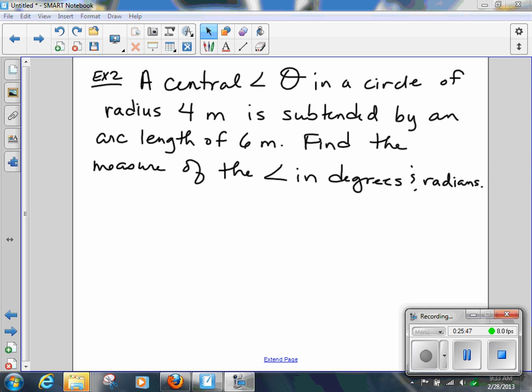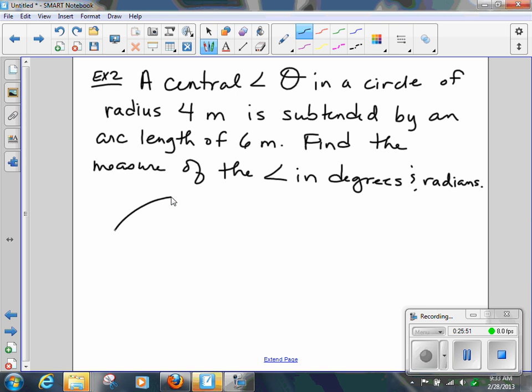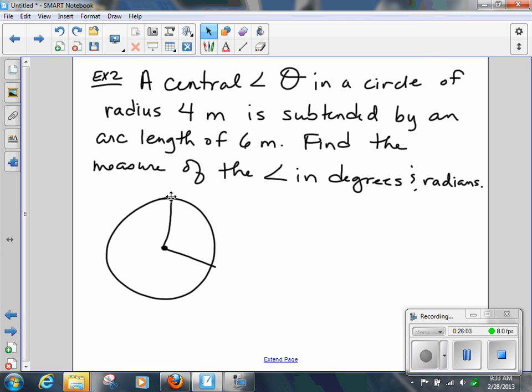You'll want to hit pause and copy this problem. Draw a picture. Draw something. Okay, there it is. My same old angle I always draw. Central angle theta. Well, I don't know what that angle measure is, but I do know that it is theta, right? I know that my radius is 4 meters. And I know that it is subtended by an arc length of 6 meters. Where is the arc length? It's the outside, but where is it?